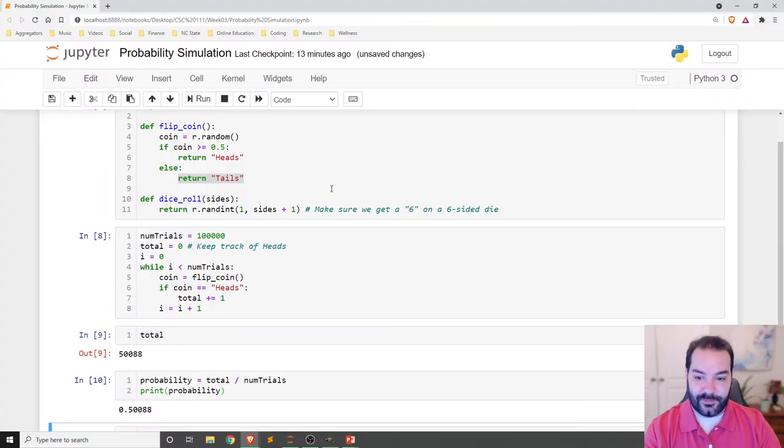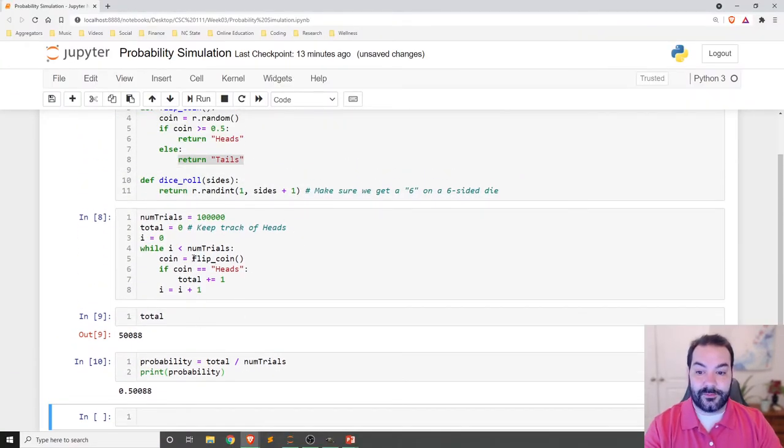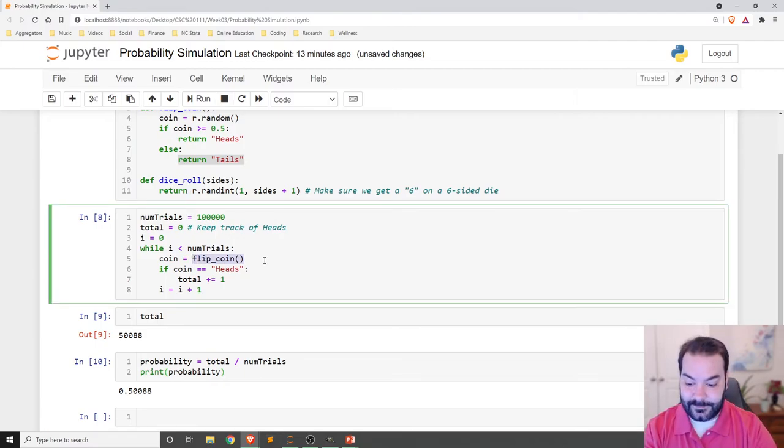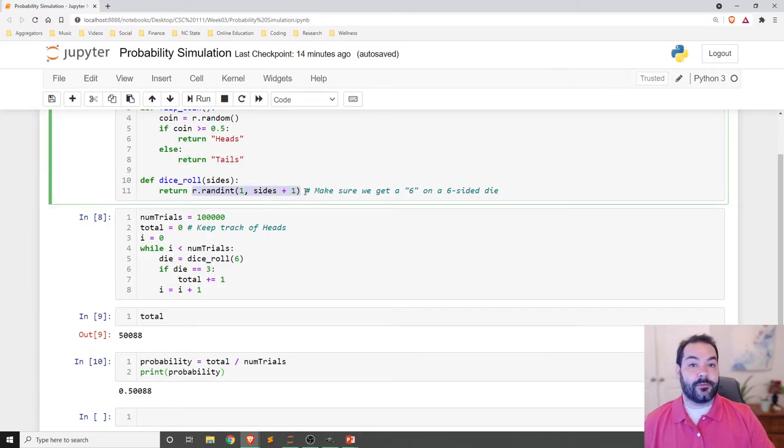We can take that same code once again. And now, instead of flip coin, let's use dice roll. And we'll work off of a six-sided die, because we're not playing D&D or any random board game. Does die equal 3? In our case, we're working off of the 3 idea here. And just to take a look at dice roll, it's going to generate a random number from 1 to however many sides plus 1. The reason why is because randint would go up to 6 but not include 6. So we are just explicitly going through that.